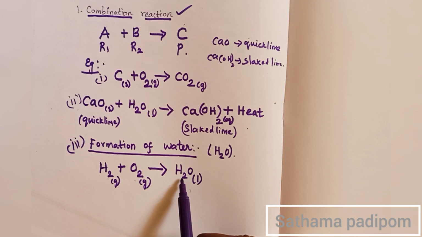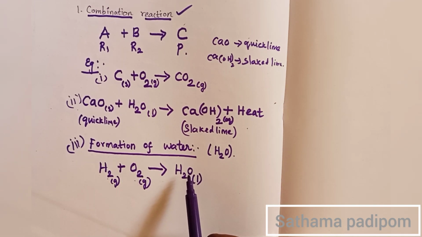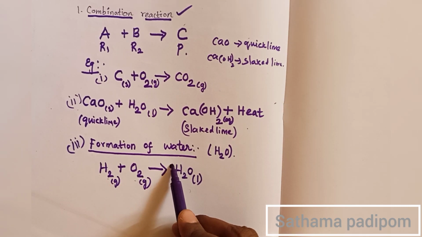Here hydrogen is 2 atoms. Oxygen is 2. Here oxygen is 1. So what you have to do? You have to balance this. Here you have to add 2 more oxygen atoms.